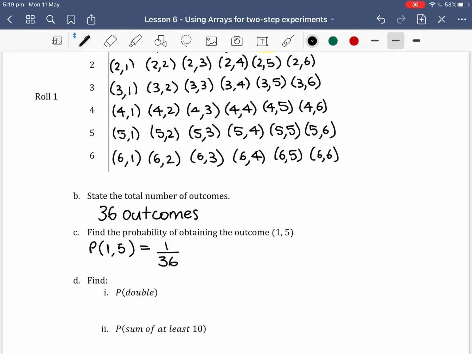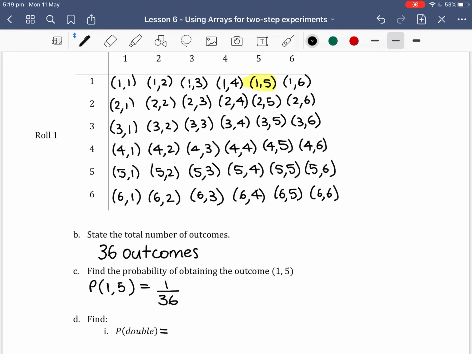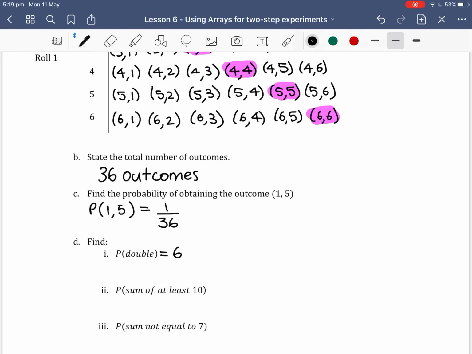Now we want to find the probability of a double. A double would be like rolling a 1, 1, a 2, 2, a 3, 3, a 4, 4, a 5, 5, and a 6, 6. And so there are 6 of those out of our total of 36 rolls or outcomes. So that equals 1 over 6.